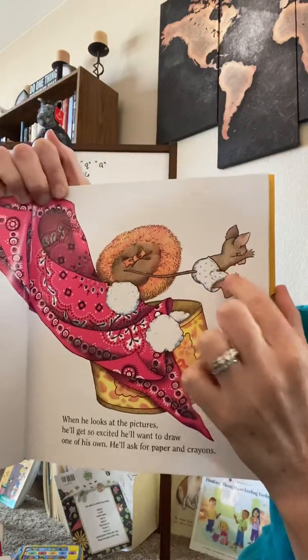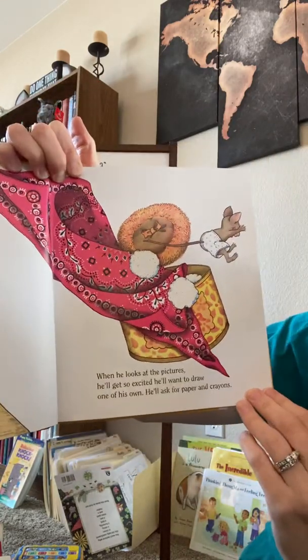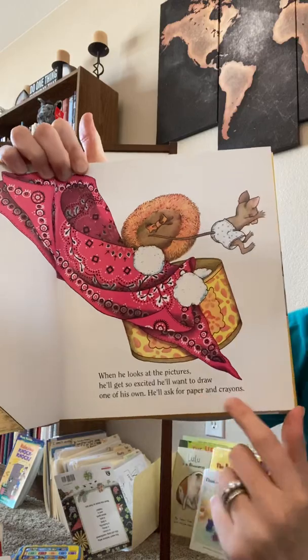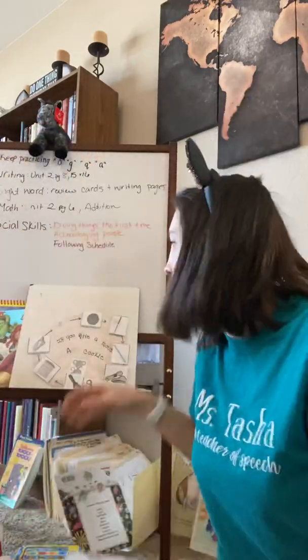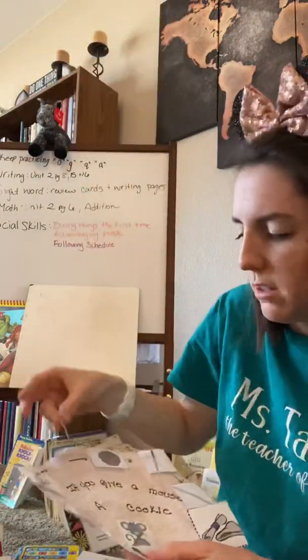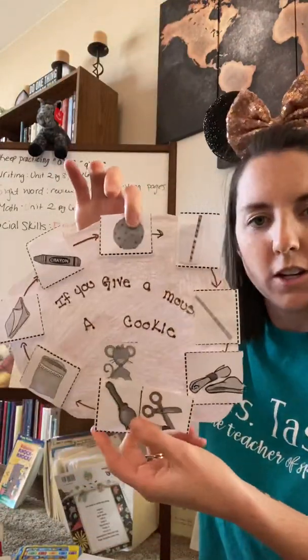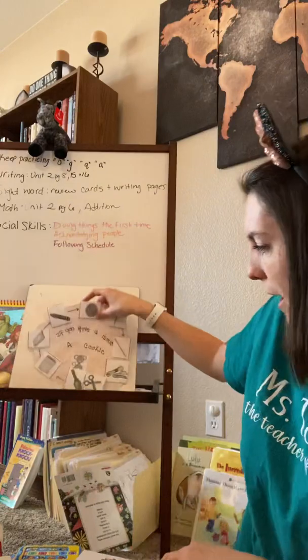Uh-oh, look, he's only wearing his undies. What a silly mouse. He'll ask you for paper and what do we color with? Our crayons. Good job, guys. Look, our cookie's finished. All right, we'll look back on that in just a minute.